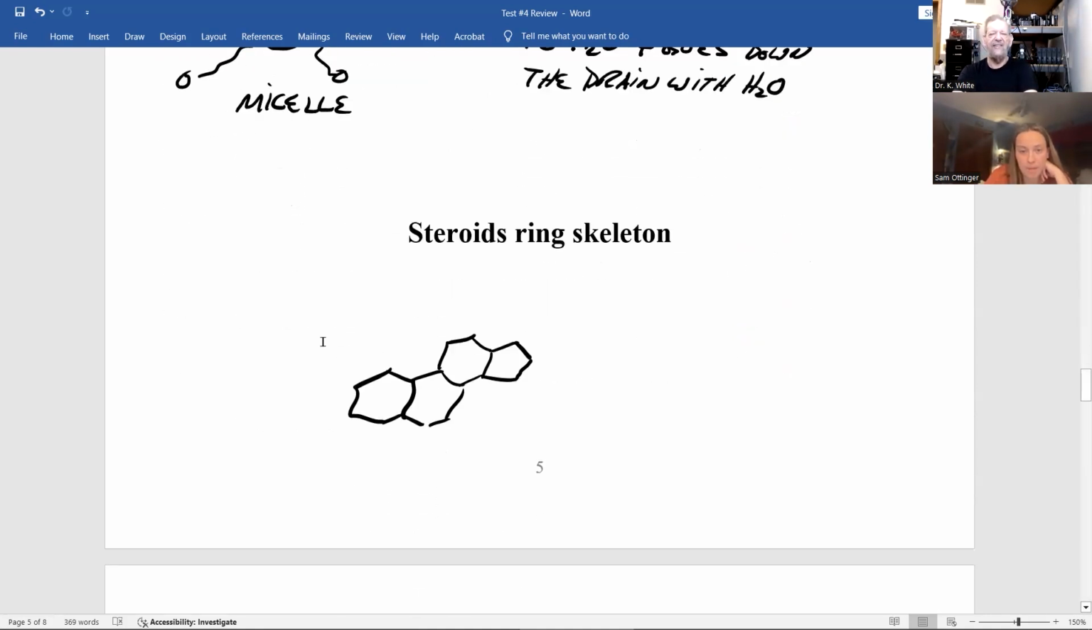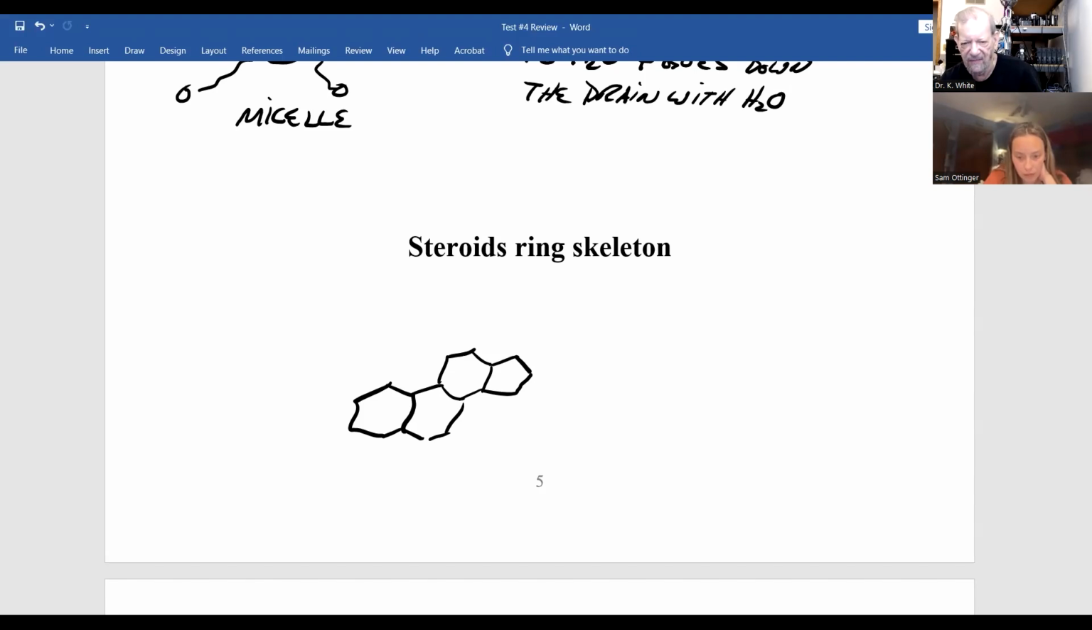Now, a non-saponifiable lipid is a steroid. And the only thing I'm asking you to learn there is that the steroid has this basic skeleton: a 6-membered ring, next to it another 6-membered ring. Up here there's a 6-membered ring, and then next to it is a 5-membered ring.